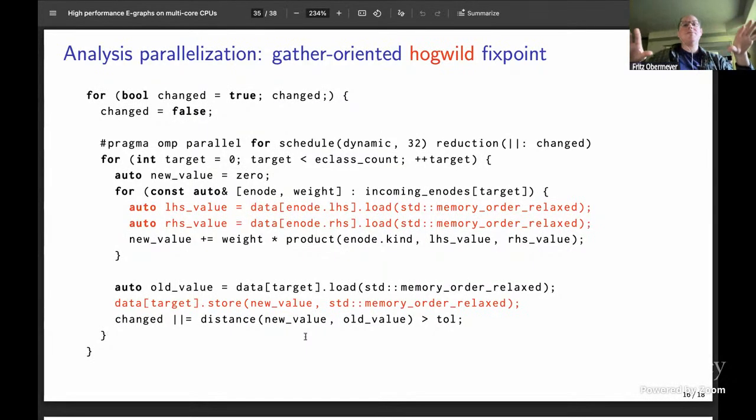In the spectrum of these iterative fixed point algorithms, on one end of the spectrum, there's a sequential version that reads and then updates a value, and then all the subsequent computation has access to that value, right? So if you have a linear graph, you can do it in a single pass, and then it's done. If it's a DAG, you can also do it in a single pass. But eGraphs are not a DAG, so you still need multiple passes.